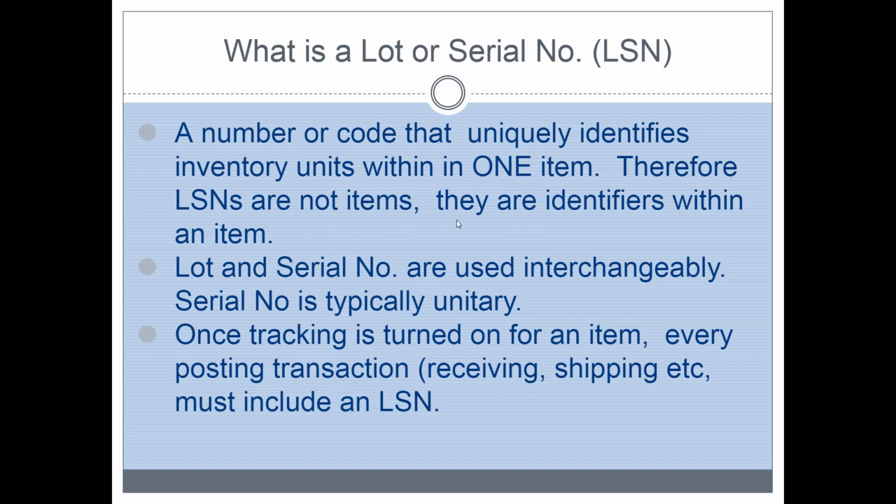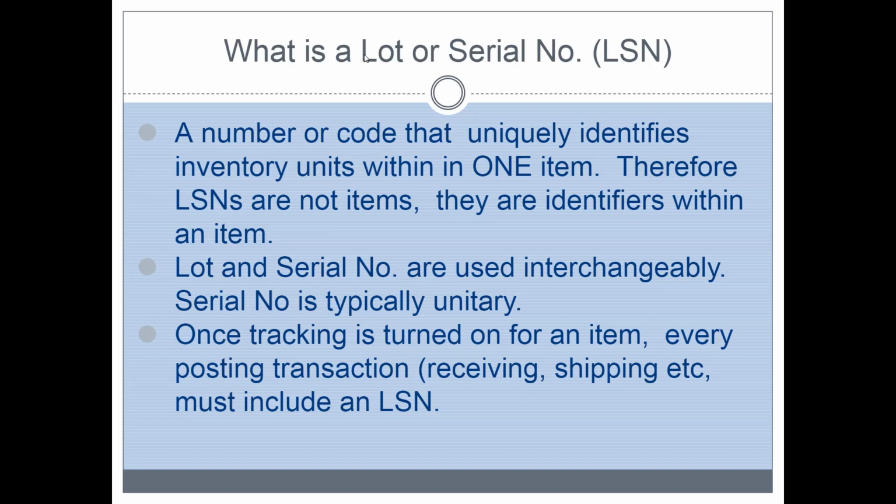We know what an item is in our system. Lot numbers are identifiers within the item. Lot and serial numbers are used interchangeably. Sometimes an item might have both a lot and a serial number. Serial numbers are typically unitary, one to one, and lot numbers typically are not.